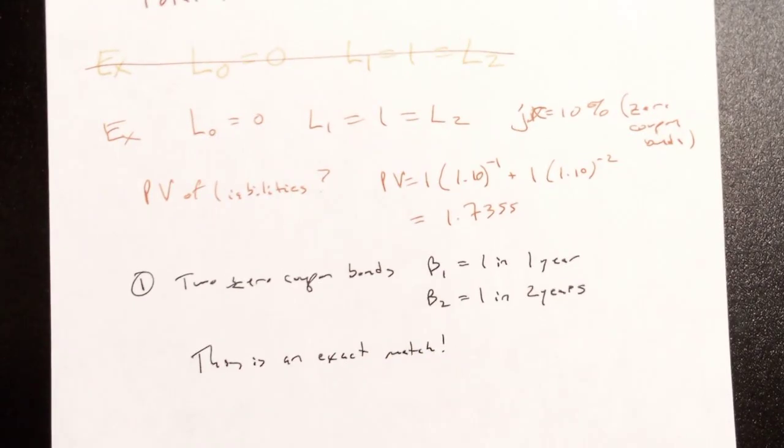Now, maybe I already have these bonds. Maybe these are payments that somebody else is making to me, but I know I'm getting paid 1 in 1 year and I'm getting paid 1 in 2 years. I know I have a liability of 1 in 1 year. I know I have a liability of 1 in 2 years. The money comes in, the money goes out. Everything's perfect.